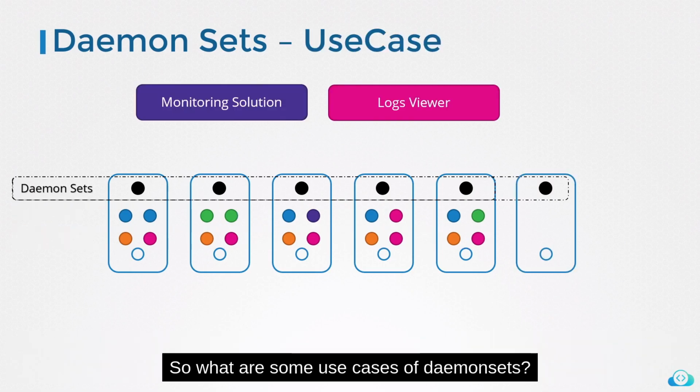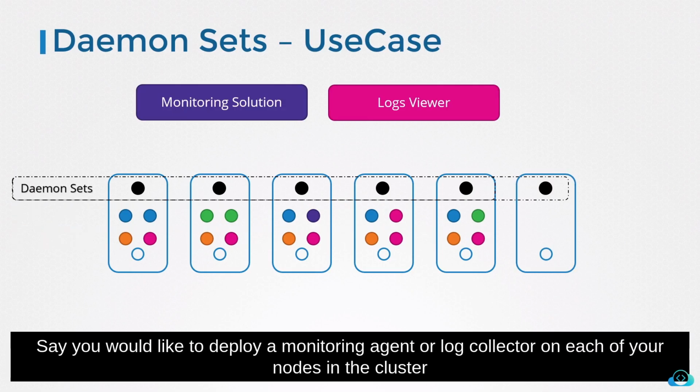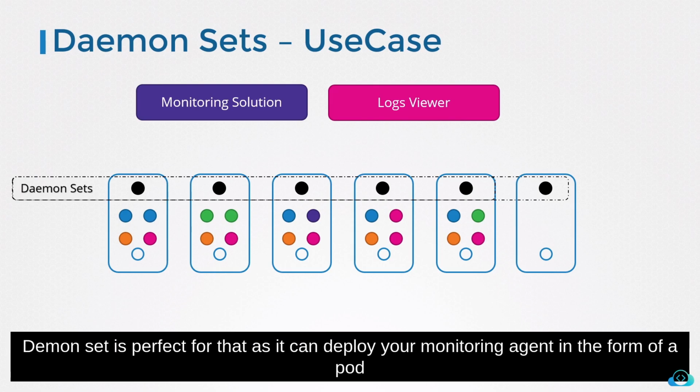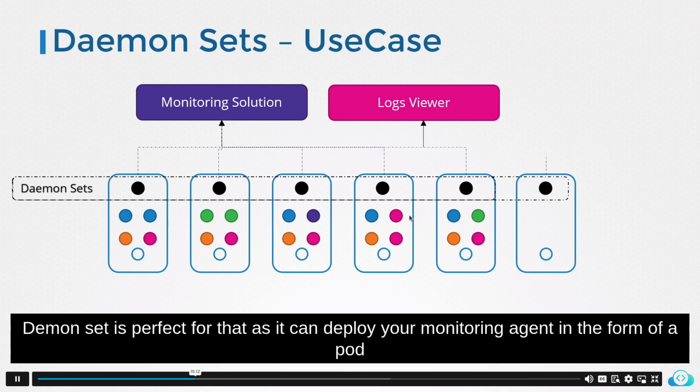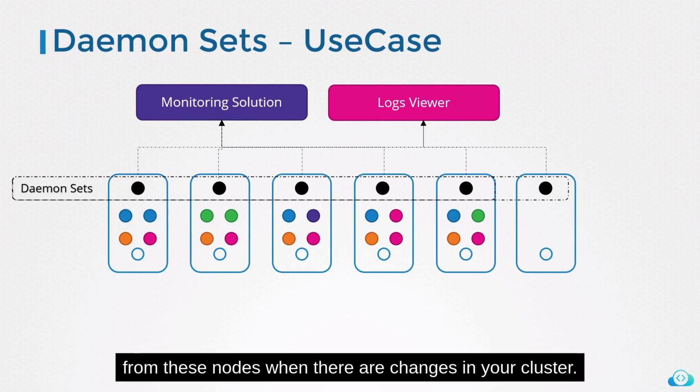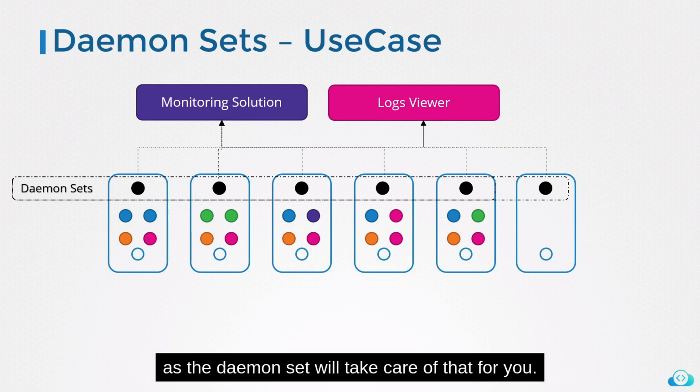So what are some use cases of daemon sets? Say you would like to deploy a monitoring agent or log collector on each of your nodes in the cluster so you can monitor your cluster better. A daemon set is perfect for that, as it can deploy your monitoring agent in the form of a pod in all the nodes in your cluster. Then you don't have to worry about adding or removing monitoring agents from these nodes when there are changes in your cluster, as the daemon set will take care of that for you.